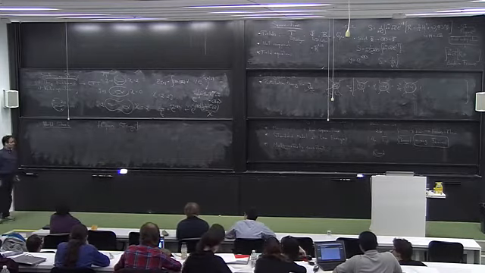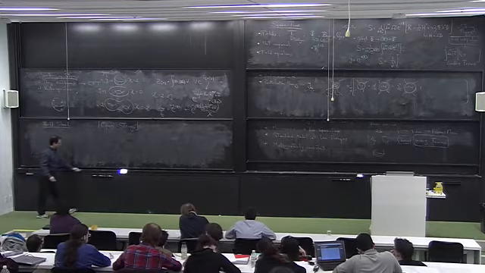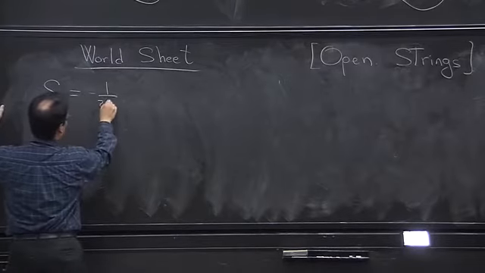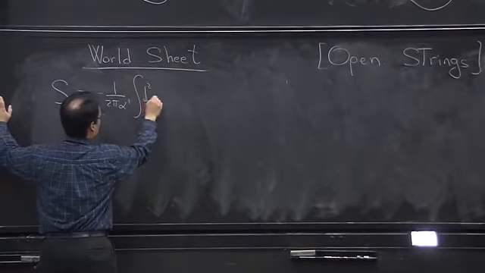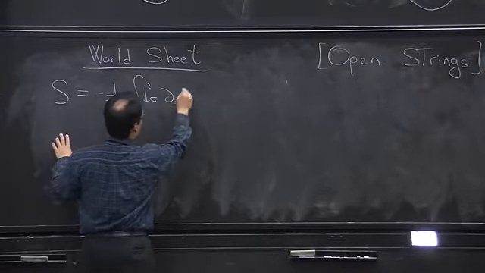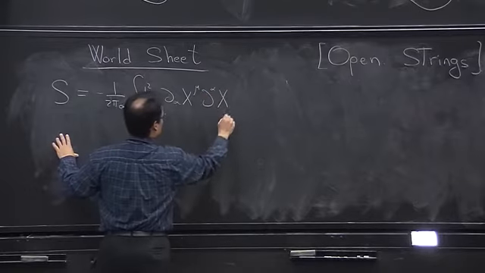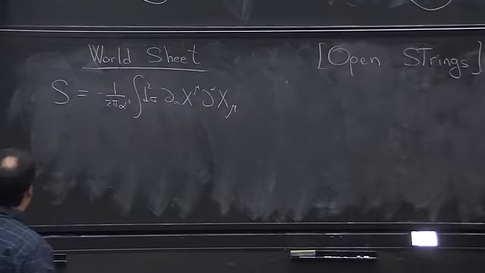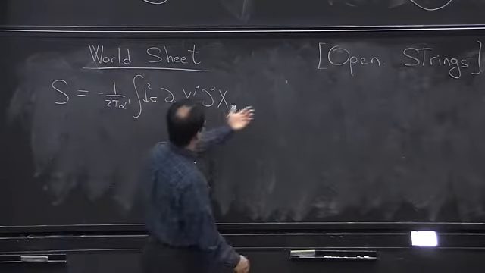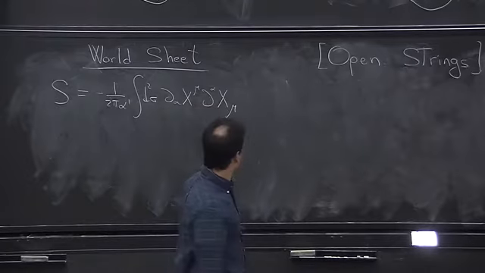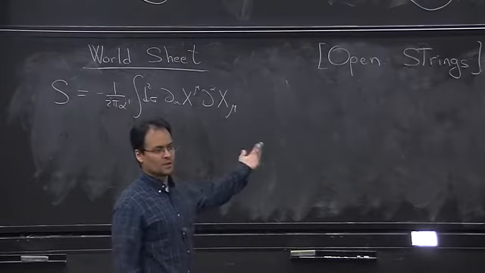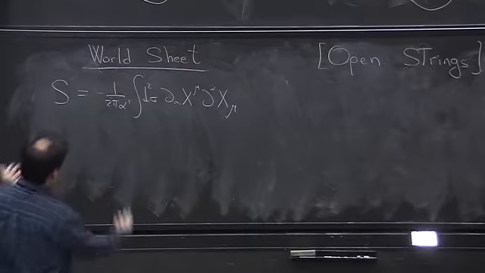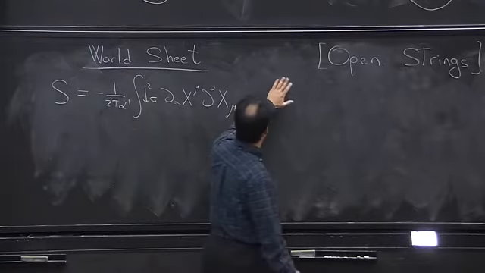So let's do open strings. Let's go back to our favorite action, and ask, how can I add something to this action to produce fermions in space-time as part of the spectrum when I quantize the theory? Well, the answer to that question is that I have no idea how to do it. I mean, if that was the question, I would have no idea, really.